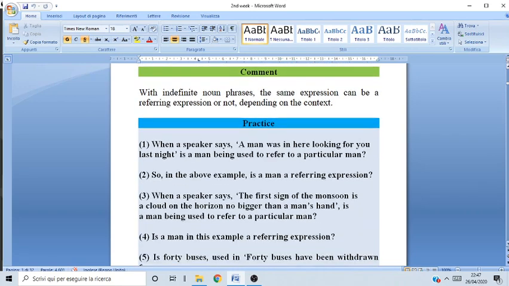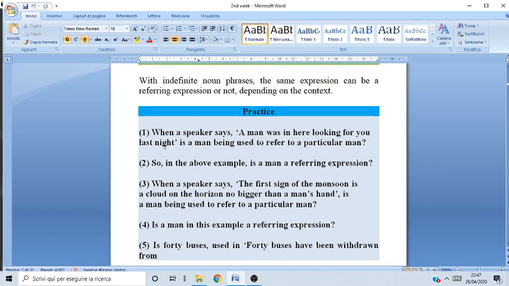Let's look at the practice. When a speaker says, a man was in here looking for you last night, is a man being used to refer to a particular man?